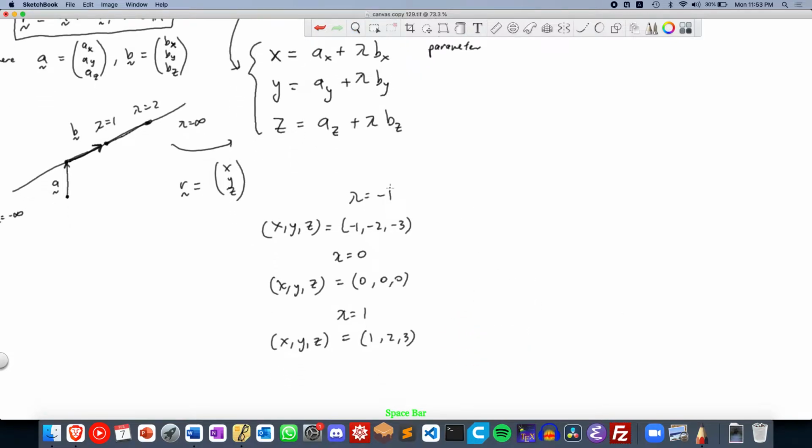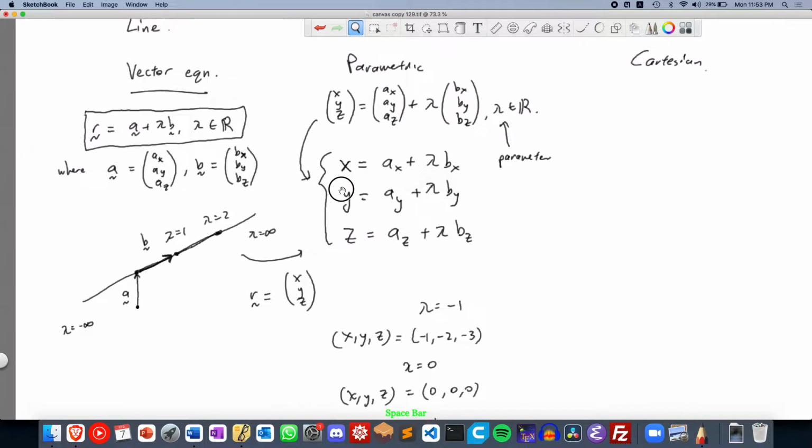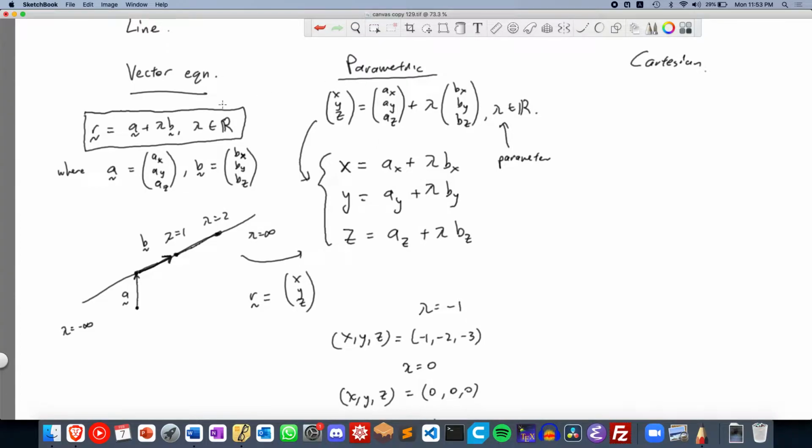And for every value of lambda that we substitute into these three equations, we're going to get a set of coordinates, an x, y, z coordinate for one point. Then we substitute all the real values we can for lambda into these three equations, and we'll get a whole bunch of points, and those points are going to be the points forming the line. So actually, the parametric equation is very similar to the vector equation. It's just extracting the components, extracting the coordinates x, y, and z out.